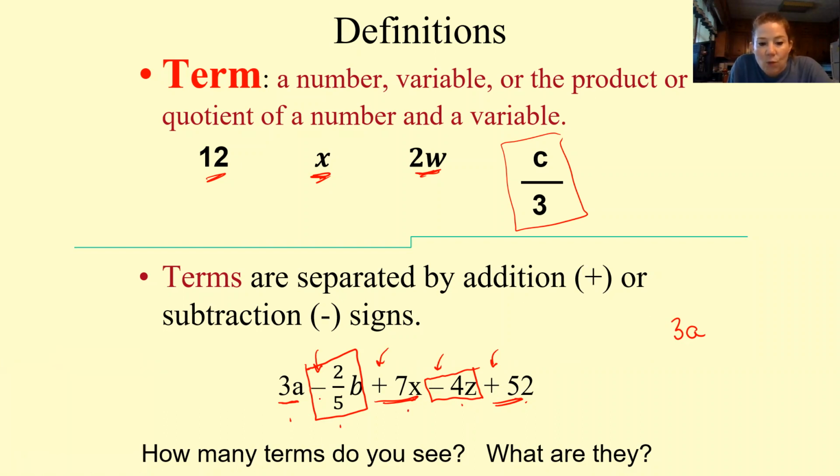Okay. What about the second term? The second term is negative 2/5 b. You must write the sign if it's negative. What's the third term? The third term is positive 7x. The fourth term is negative 4z. And the fifth term is 52, positive 52. Those are all the terms, and there are 5 of them.